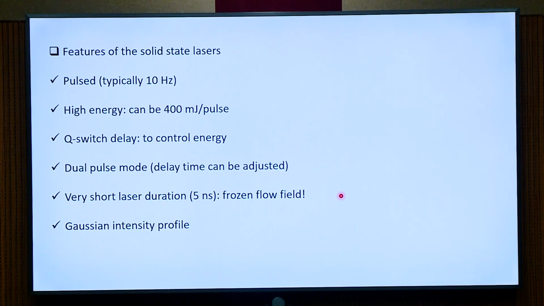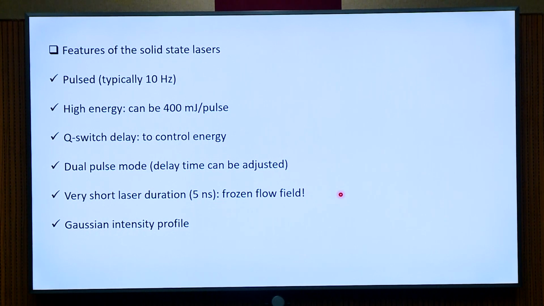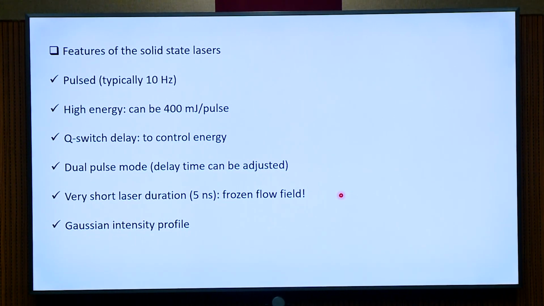So the duration of the laser pulse is very important. Typically that is of the order of a few nanoseconds. So why is this so? This is because the laser pulse duration in this case would be much smaller than the smallest time scale of turbulence itself. So what does it mean? This means that virtually you can freeze a flow.